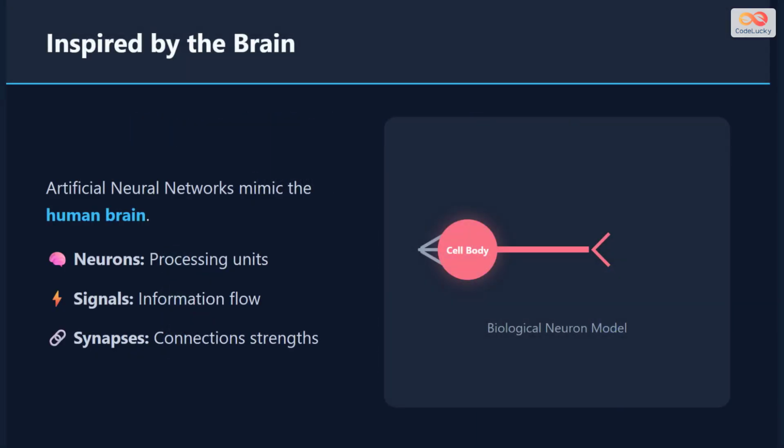To understand artificial neural networks, we first look at nature. The human brain consists of billions of cells called neurons. These neurons communicate with each other through electrical signals. They receive information, process it, and pass it along to the next neuron. Artificial networks borrow this exact architecture: processing units, signals, and connections.